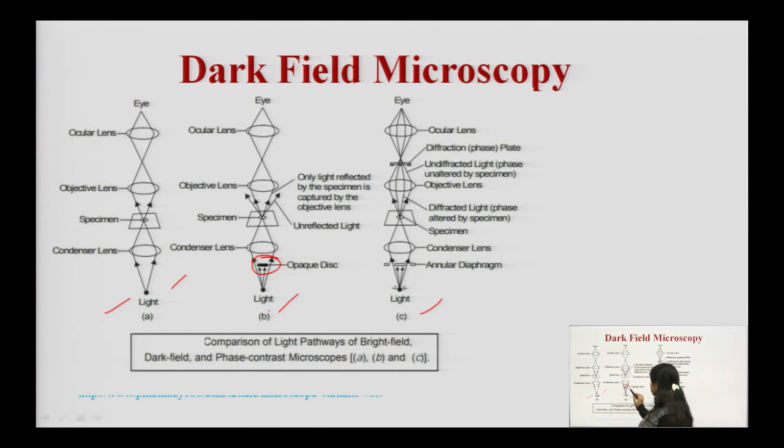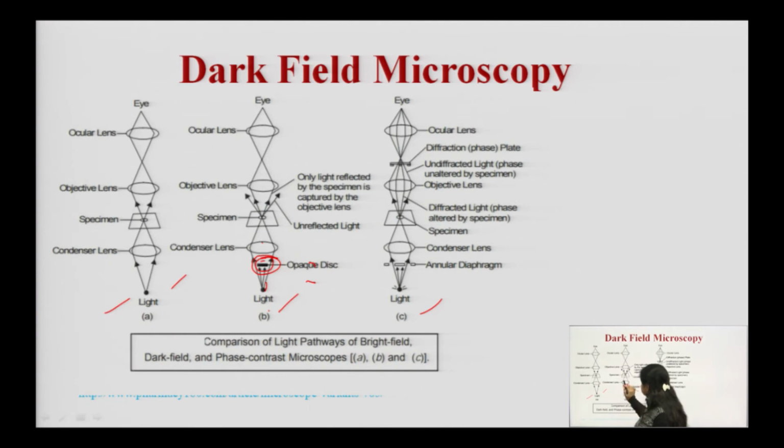But in this case, what will happen? We have blocked the light using an opaque disc. The dark disc is the opaque disc that will block the source of light, and when light passes, it will be condensed in such a way that it only reaches the specimen. It will not pass through the whole slide. It will just pass through the specimen. It will not cover the glass slide.